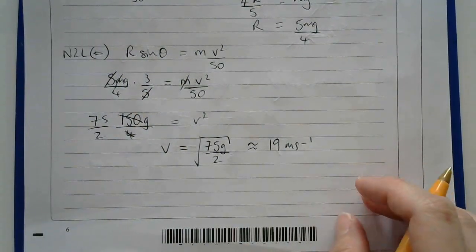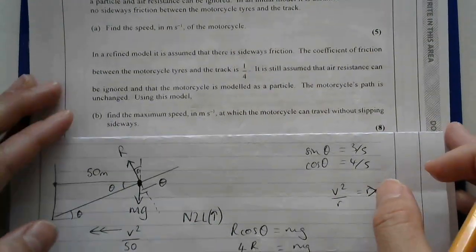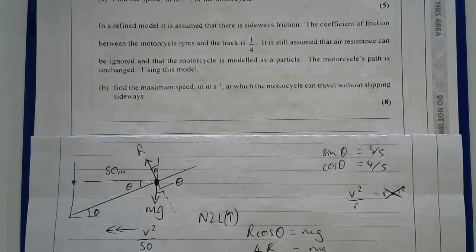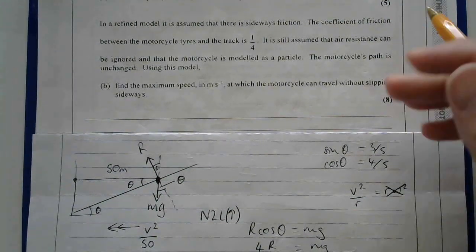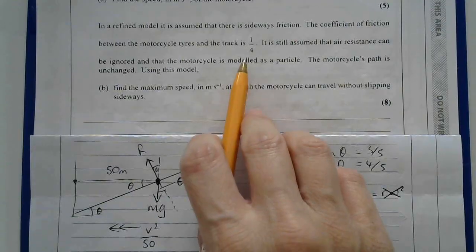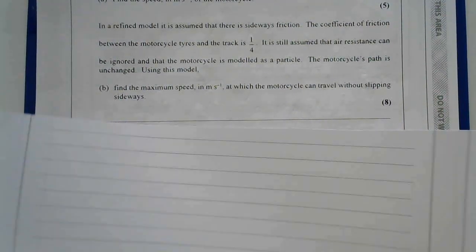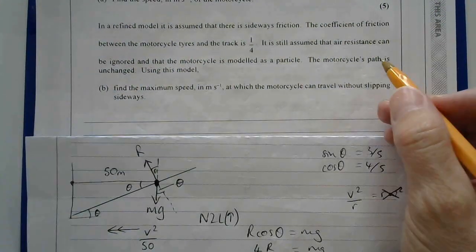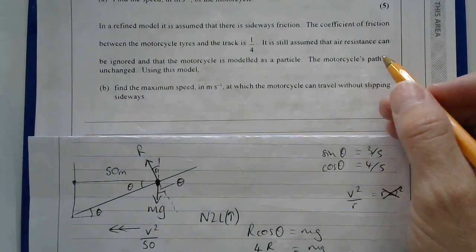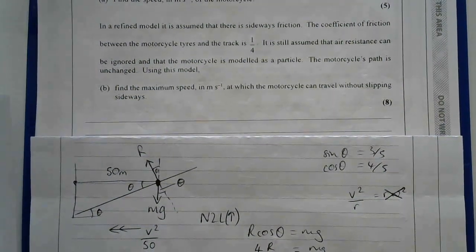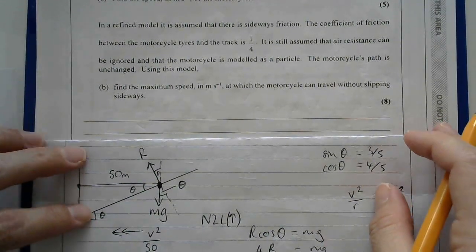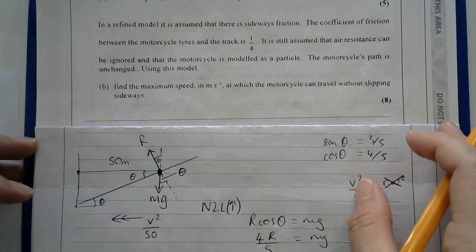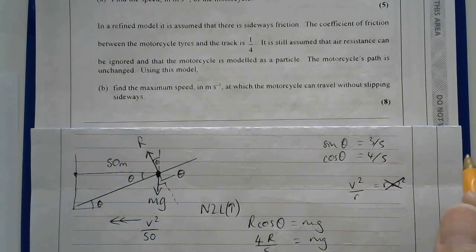Okay, then in the next part of the question, it says, in a refined model, it is assumed that there is sideways friction. The coefficient of friction between the motorcycle tyres and the track is 1/4. So there I was given the value of mu. So mu is 1/4. And it is still assumed that air resistance can be ignored and that the motorcycle is modelled as a particle. The motorcycle's path is unchanged. Using this model, find the maximum speed at which the motorcycle can travel without slipping sideways.